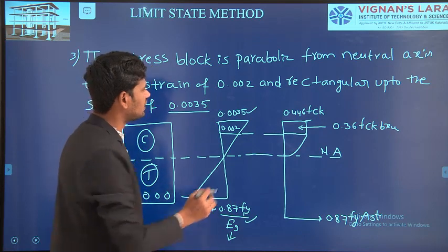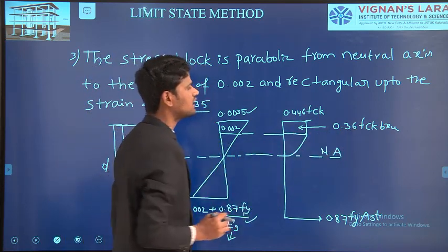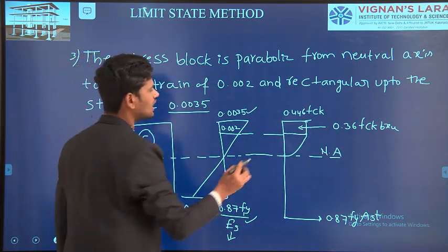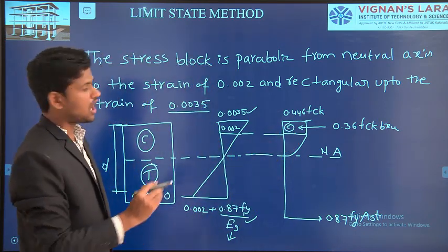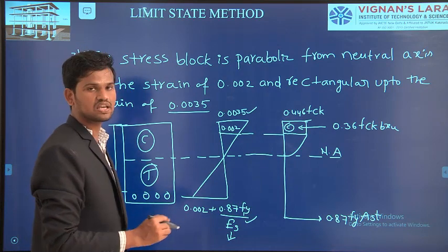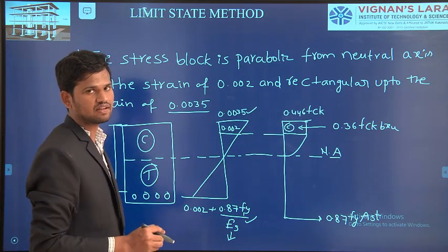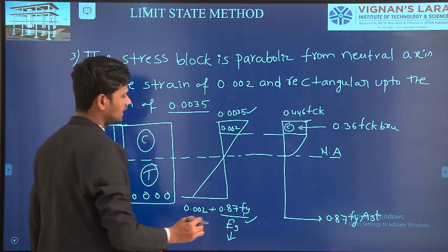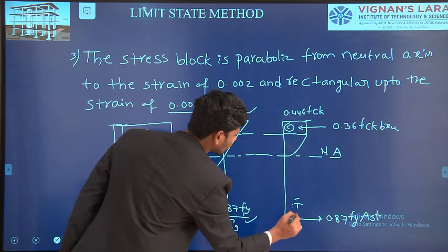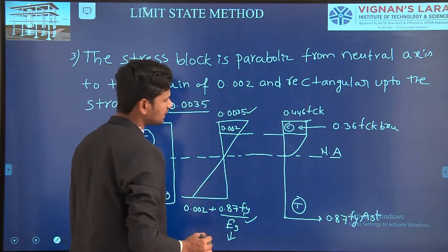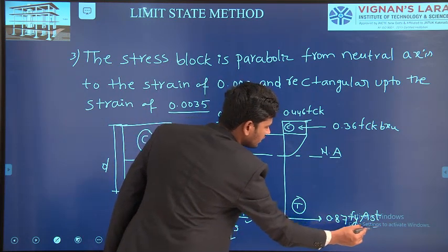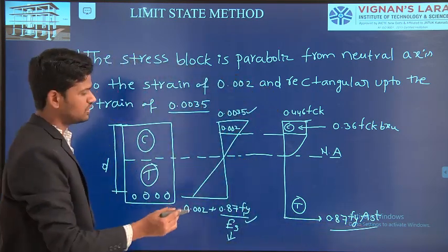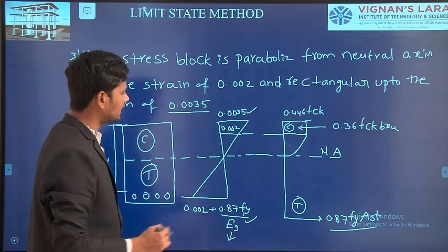If you observe here, 0.36 fck bxu is the total compressive force acting on the rectangular beam. How this 0.36 fck bxu came, we will discuss in our next class. And this is the total tangential force. The total tangential force we are taking as 0.87 Fy Ast. This term also we will discuss in our later classes.